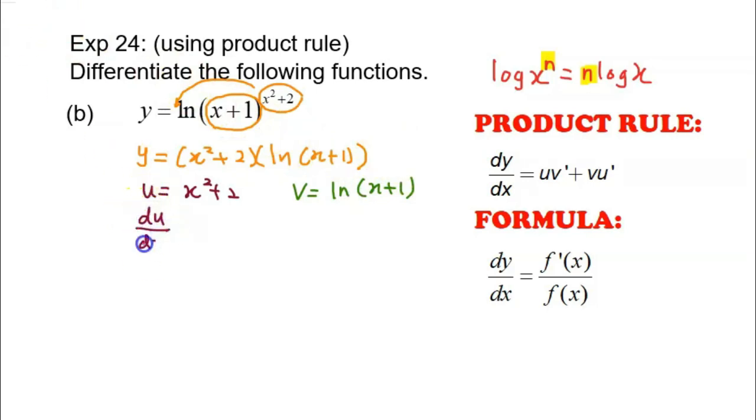Differentiate u with respect to x equals 2x. Differentiate v with respect to x equals, write the function at the denominator and differentiate it at the numerator. Differentiate x plus 1 equals 1.